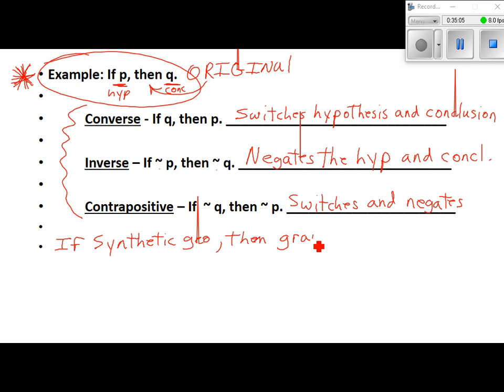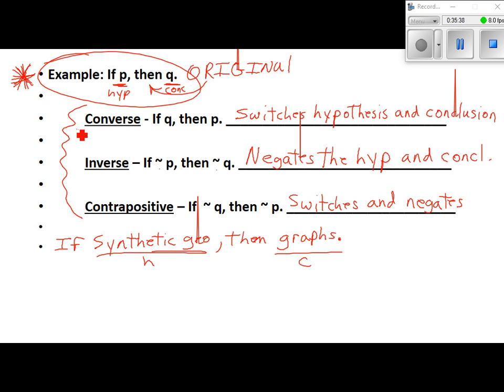and I'm just going to write this rule. Don't write like this in your English class, all right? When we write in here, it'll be a lot of sort of caveman talk because I don't like writing. So it'll say like, if synthetic geo, then graph. What's the hypothesis in this case? Synthetic geo. What's the conclusion? Graphs.